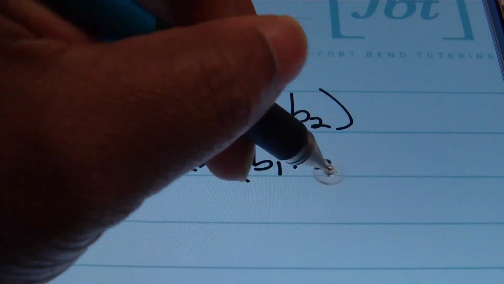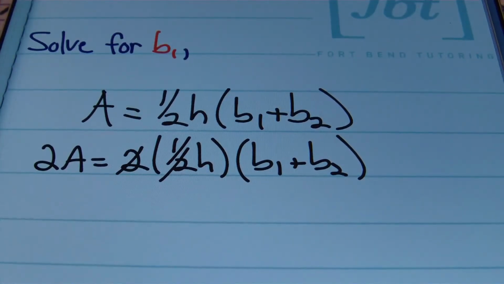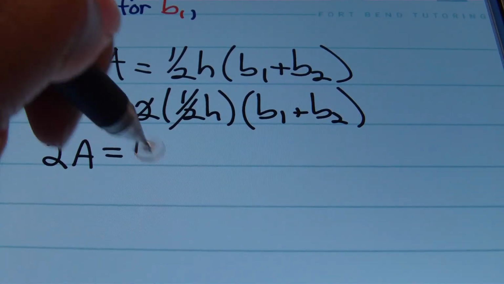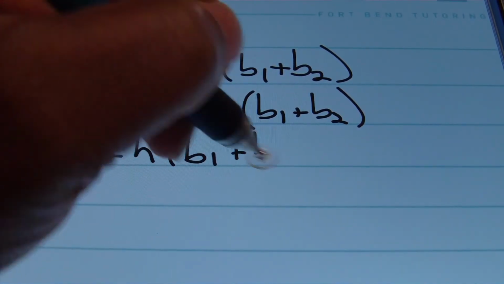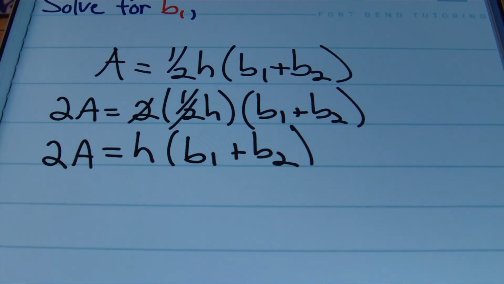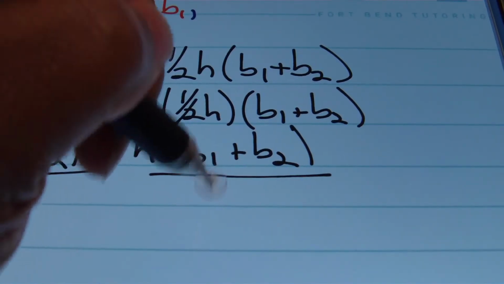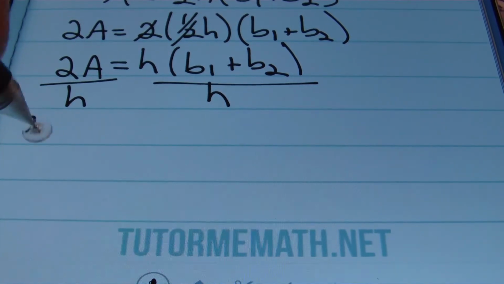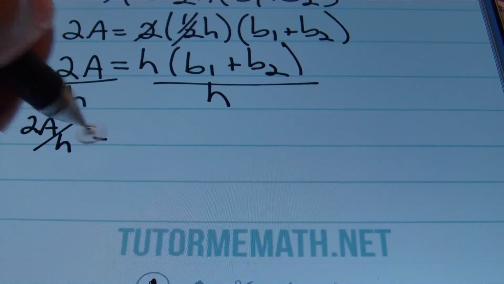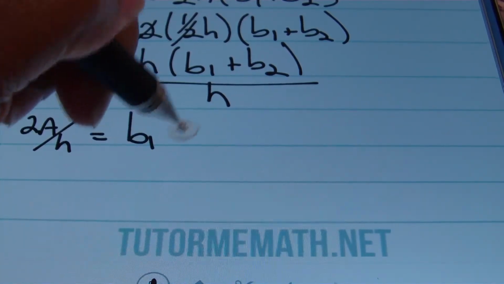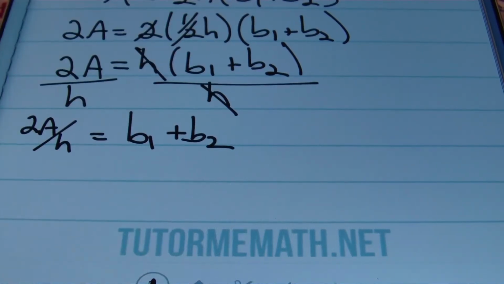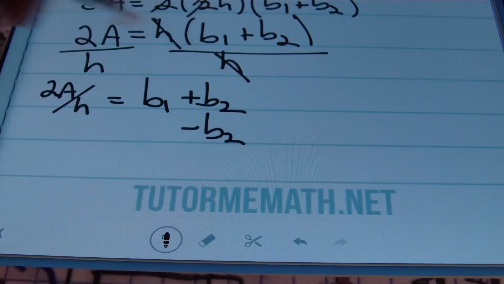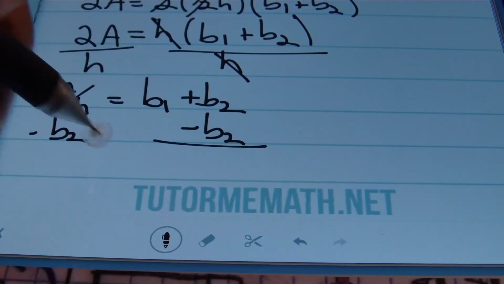Here we go. The 2's will cancel out. Goodbye, 2. It's been real, but you had to go. That leaves us with h times the sum of my bases here. And from here, I'll go ahead and divide both sides by h. That will free up what's inside of the parentheses. So now I have 2A divided by h equals b1 plus b2, because my h canceled out in that previous step. I can now solve for my base 1 by subtracting b2 from both sides. That's all you got to do.